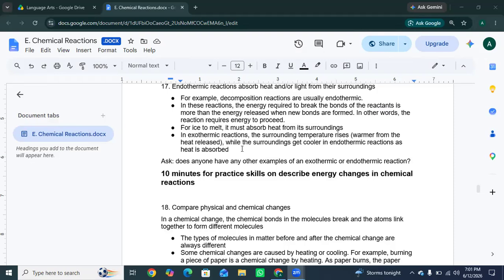For example, for ice to melt, it must absorb heat from its surroundings. In exothermic reactions, the surrounding temperature rises, while the surroundings get cooler in endothermic reactions as heat is absorbed. Take the decomposition process, breaking a single chemical down into smaller pieces, which usually requires pulling in outside heat, like ice melting. To turn solid ice into liquid water, it must absorb heat from the air around it.